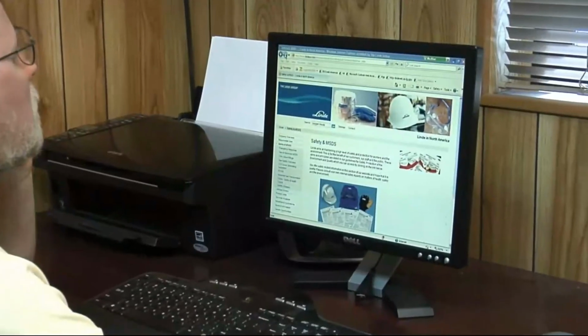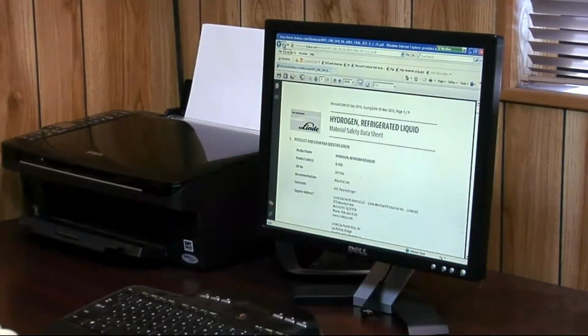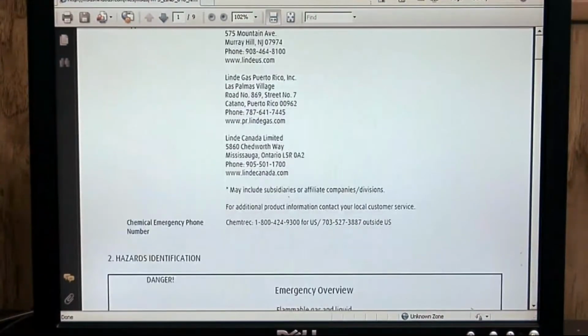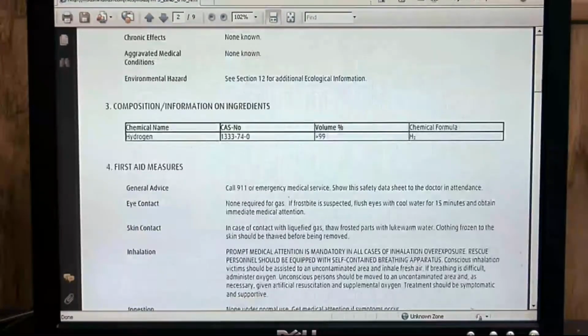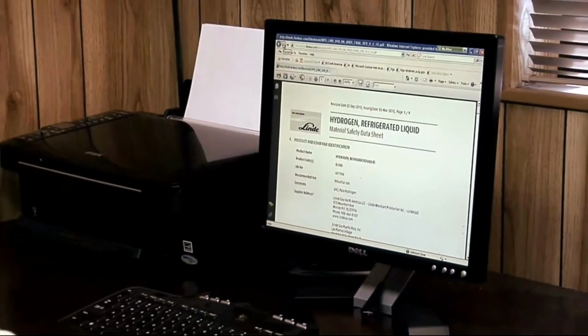All affected employees should be trained on the material safety data sheet for hydrogen. Material safety data sheets are available from Linde, and they provide important safety information, including the hazards of the product, first aid and accidental release measures, personal protective equipment, as well as proper procedures for handling and storage.